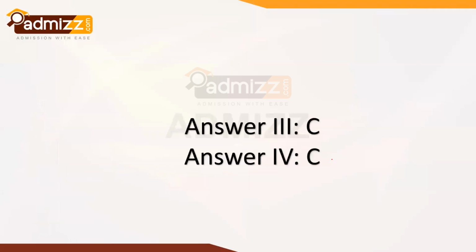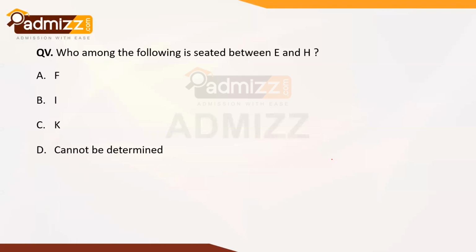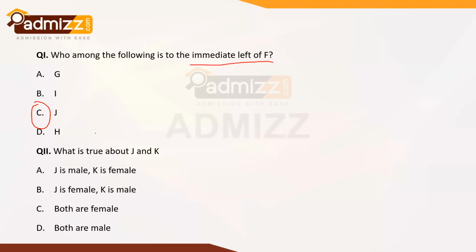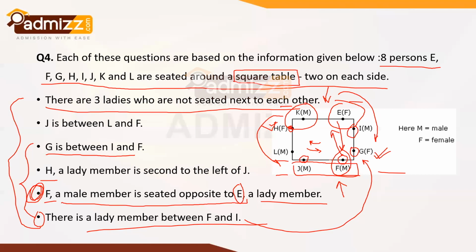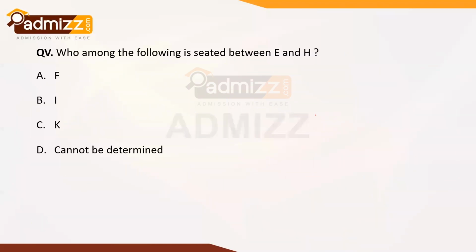Let's move on to the next problem. Who among the following is seated between E and H? Let's go and take a look at the figure. E is right here, H is right here, and so K is the only choice left. And that is the correct answer, option number C, K. Yes, you guys are correct. Ambika, Lujang.